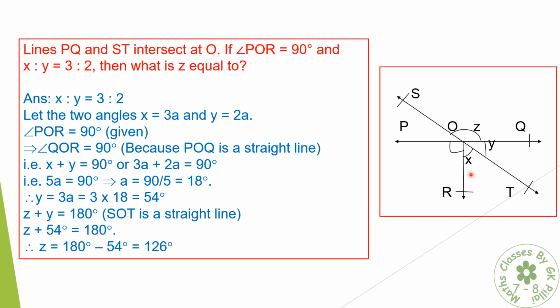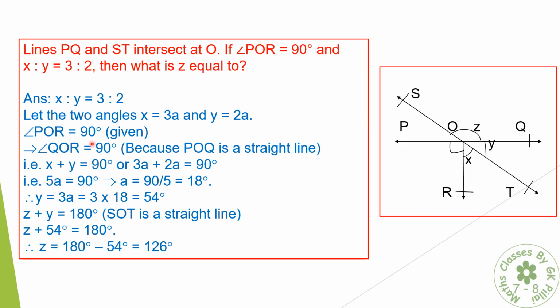Now, the first thing, x and y are in the ratio 3:2. Let us keep the two angles to be 3a and 2a. Here x and y are used, so don't use 3x or 3y, something like that. We will keep a different variable. So x equal to 3a and y equal to 2a.